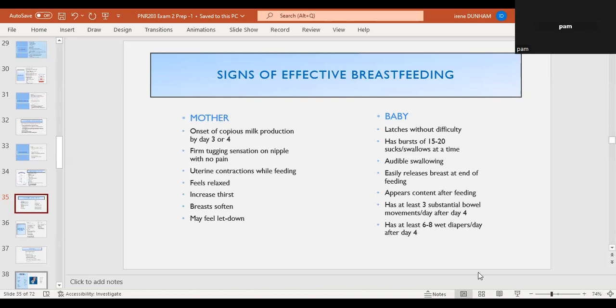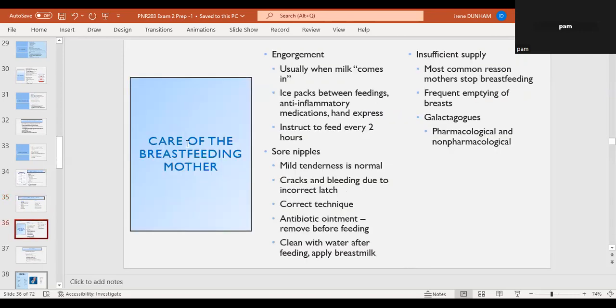Now, this is how I know if baby is getting enough fluids. He has at least 6 to 8 wet diapers per day. All right. So after day 4. So highlight that or write that down. He has at least 6 to 8 wet diapers, because mamas a lot of times will ask, how do I know my baby is getting enough fluids? And that's how you know. All right, let's move on.